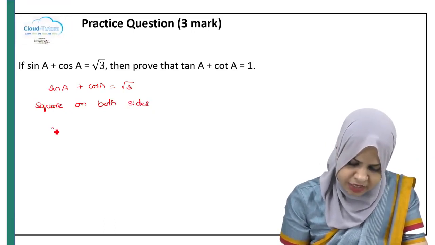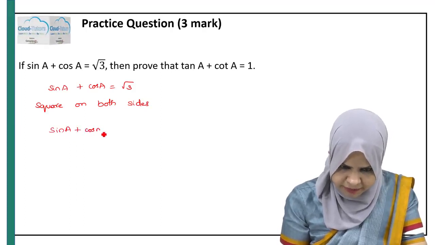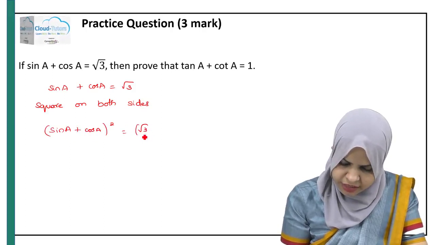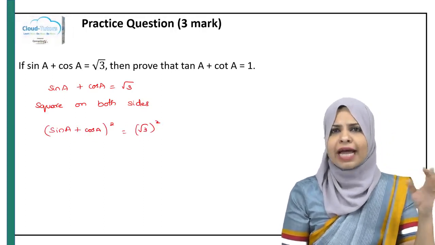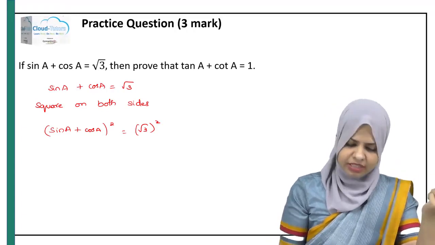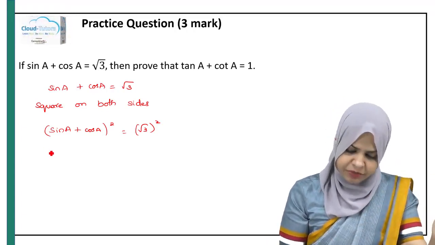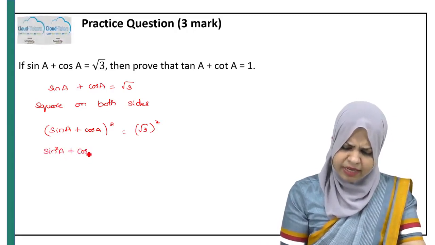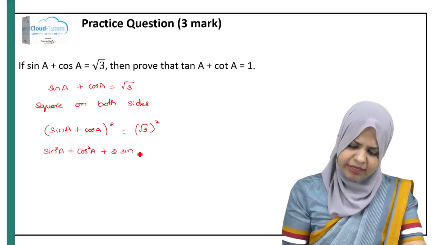So when I square, it will be (sin A + cos A) whole square equal to (root 3) whole square. Here for root 3, the root and square cancel out each other and I will get 3 only. Whereas in my LHS, it would be sin²A + cos²A + 2 sin A cos A.